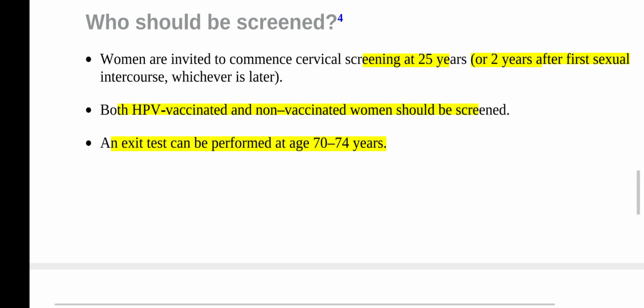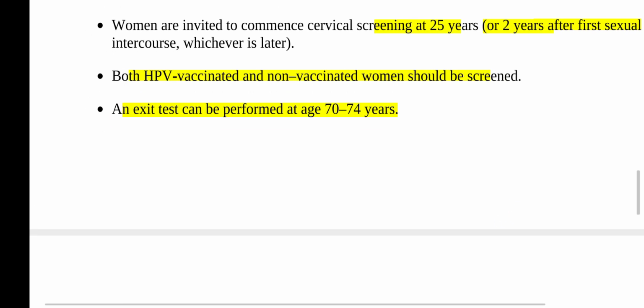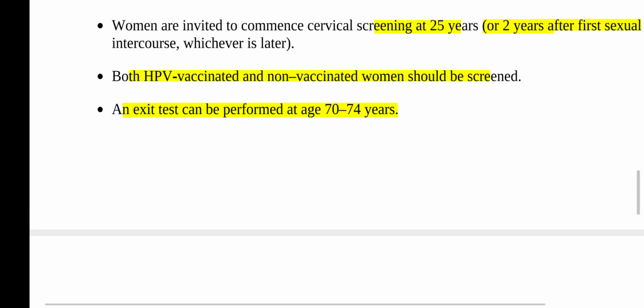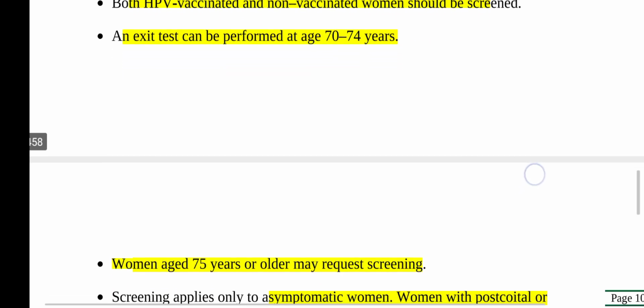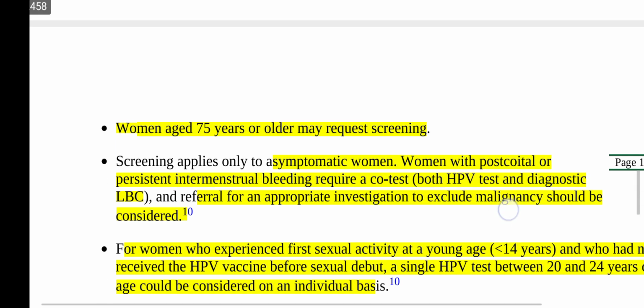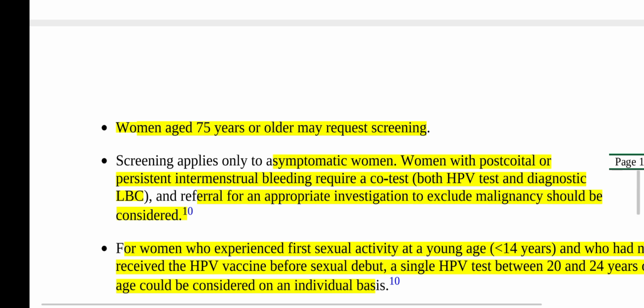Second, very important: both HPV vaccinated and non-vaccinated women should be screened. Even if the girl is HPV vaccinated, she should also go for the screening. And the exit test, which means that after that screening is not required, should be performed at age 70 to 74 years. Women aged 75 years or older may request a screening. If the woman is 75 years or older and wants to go for the screening, she can request it.